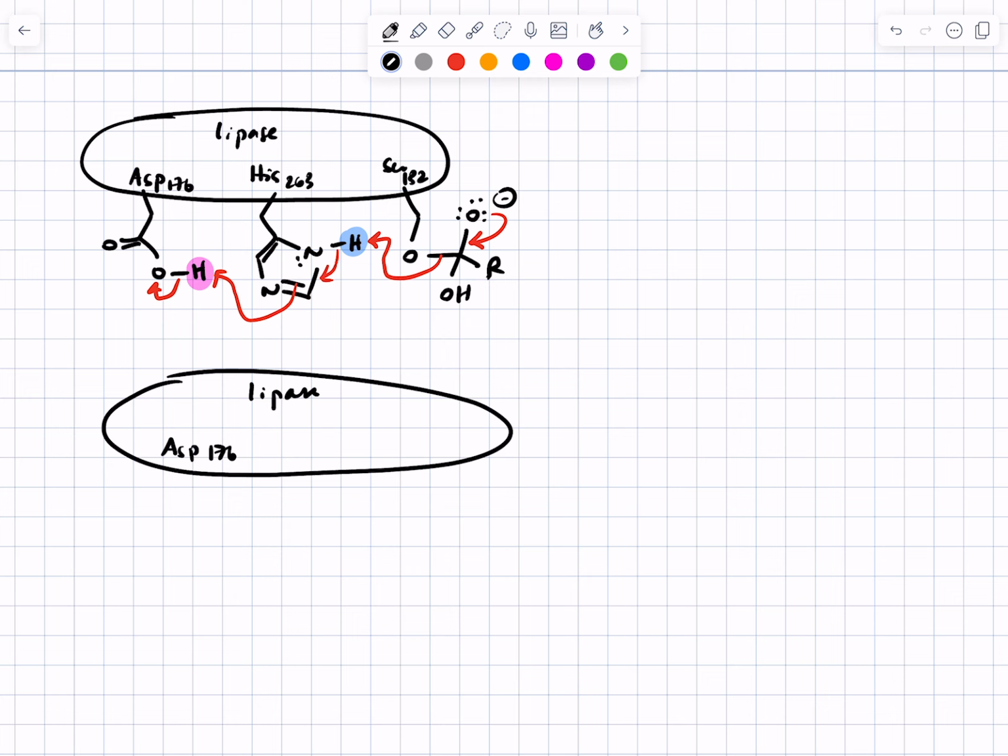So if you go back and compare at the start, aspartic acid was in its negatively charged conjugate base form. That's true here. Histidine 263 was in its neutral form. Oops, shown here.